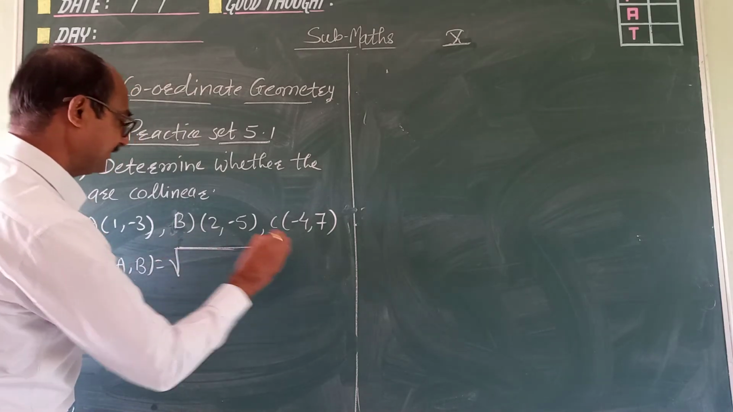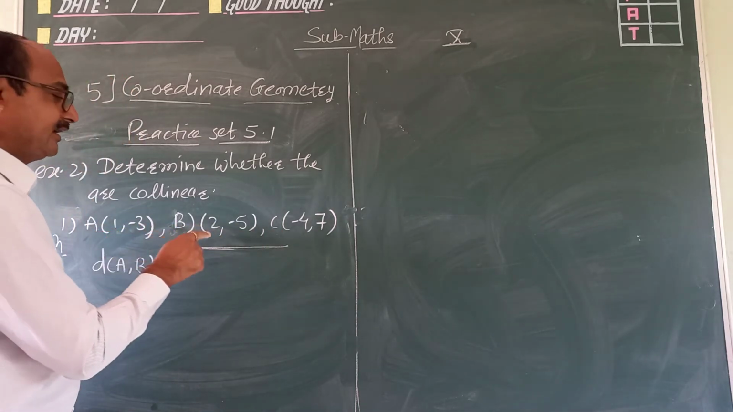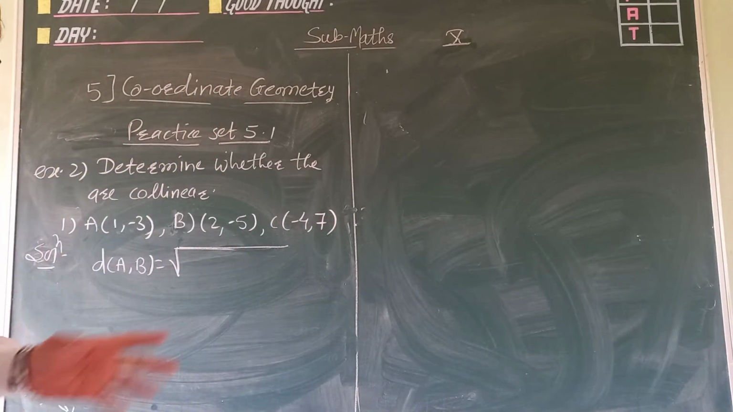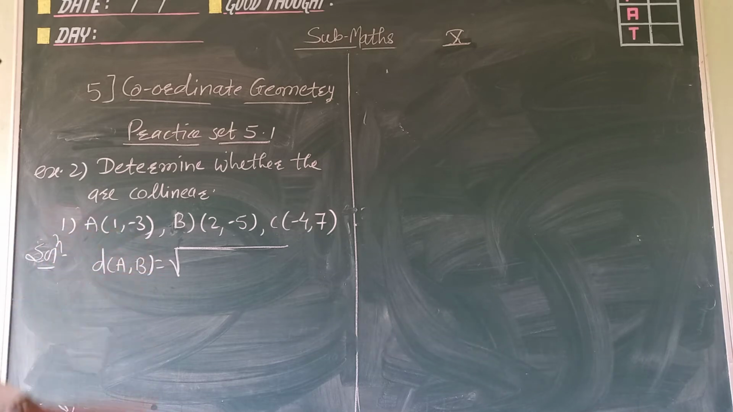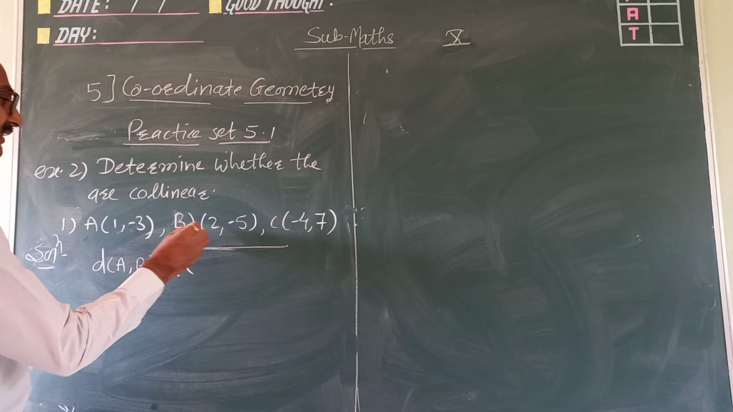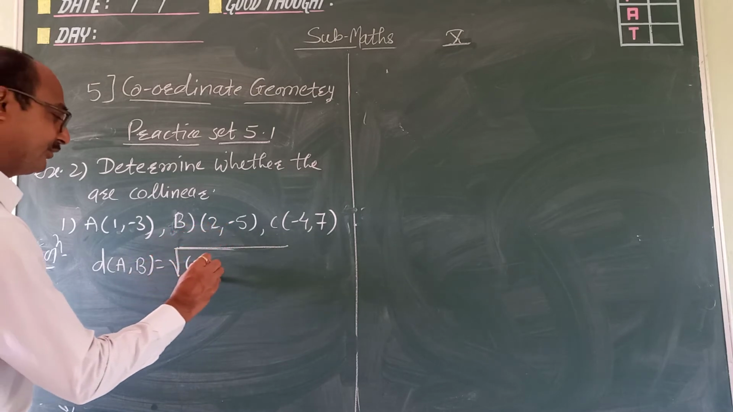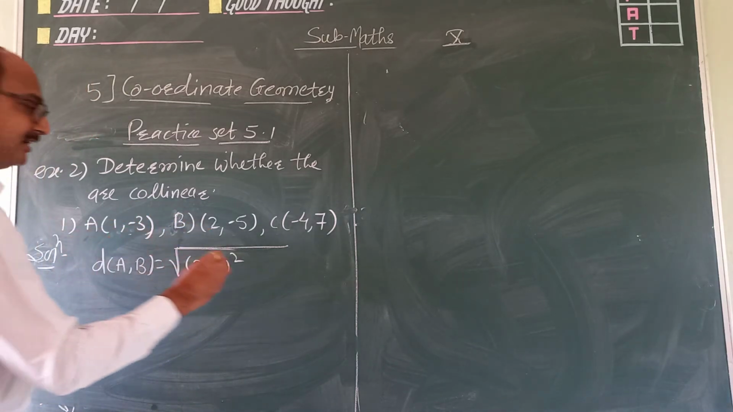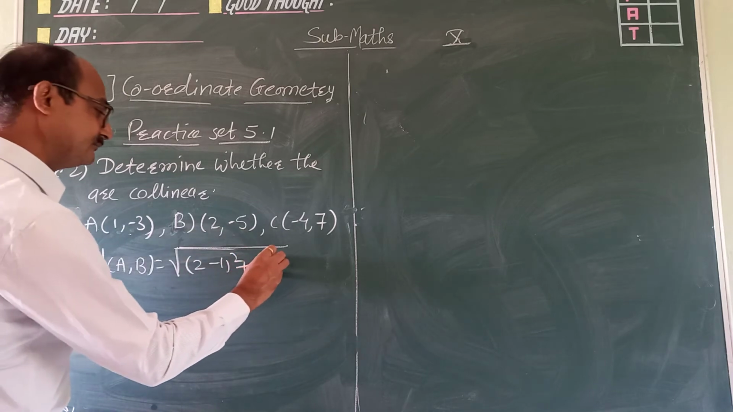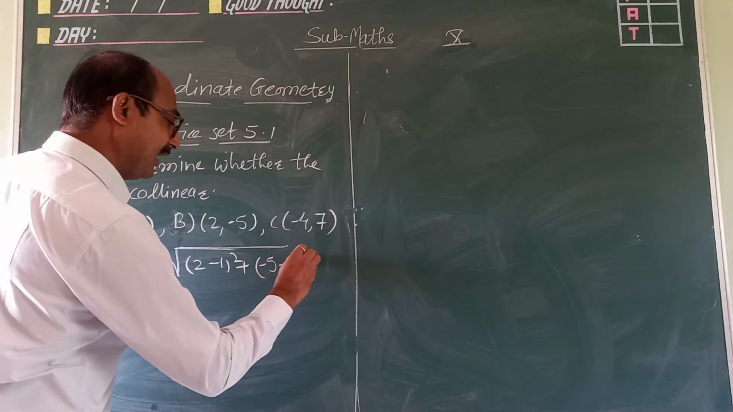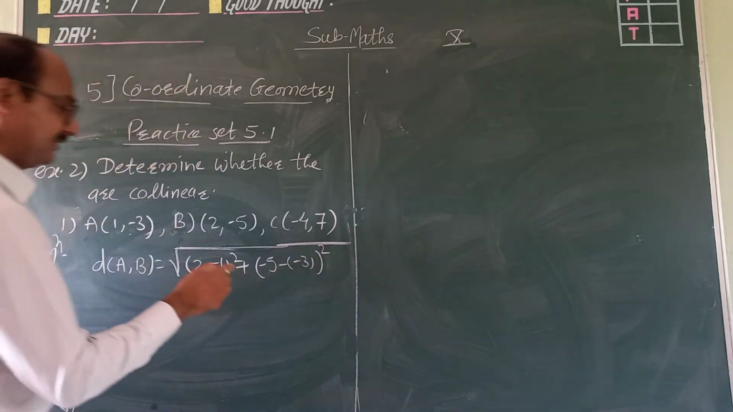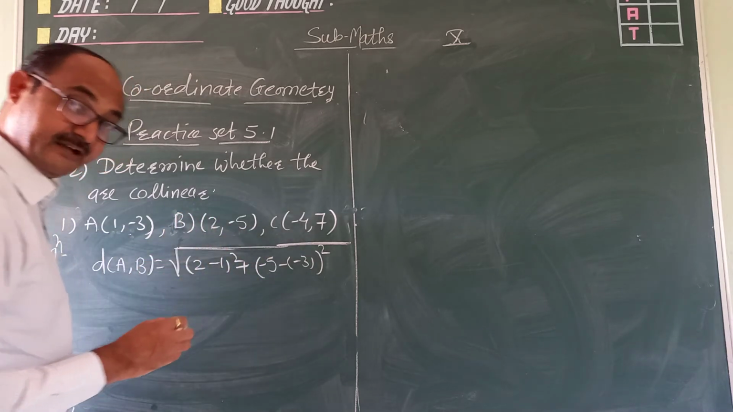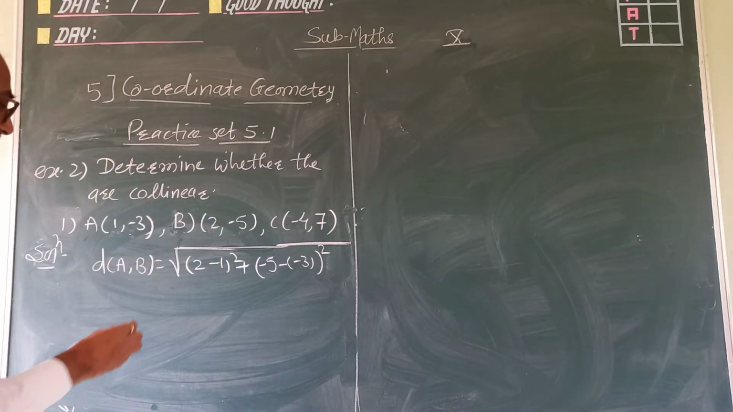So here there are 3 points: (x1, y1), (x2, y2), (x3, y3). If you have more than 2 points, then you need not take a variable, no problem. Directly you have to take the coordinates. Suppose this is x2 minus 1, bracket square, plus minus 5 minus 3, bracket square. Subtraction of the x coordinates and subtraction of the y coordinates, without writing the variable. If there are more than 2 points, you can take it like this.